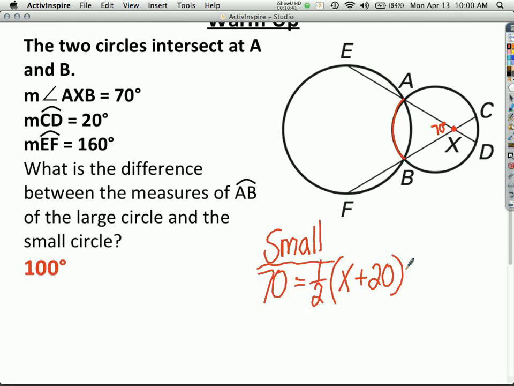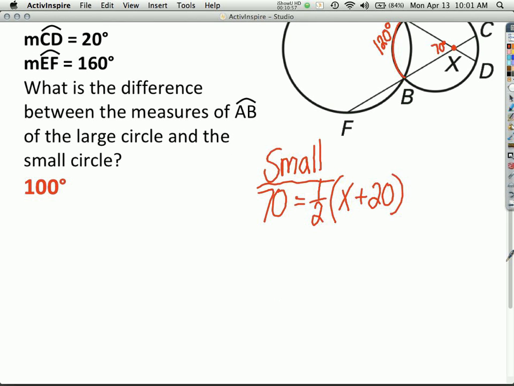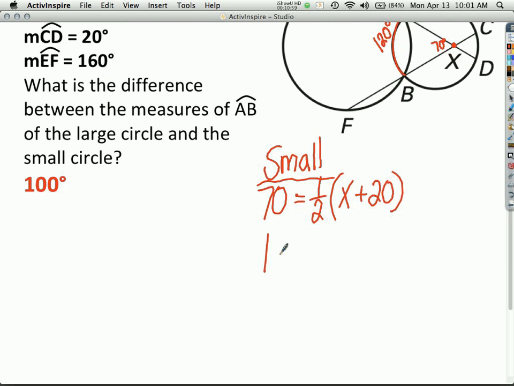So could someone tell me the correct measure of arc AB? Catalina? So this comes out to 120 degrees. Could someone or several other people help us? What did you do for the large circle? What did you set up for the large circle?